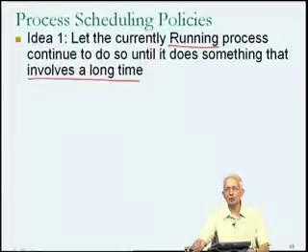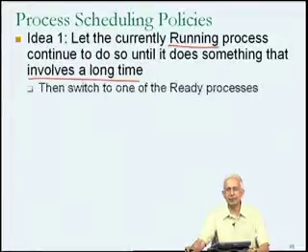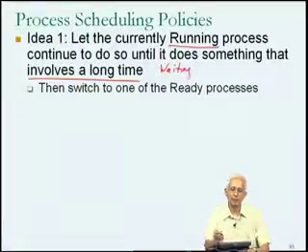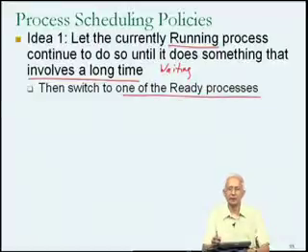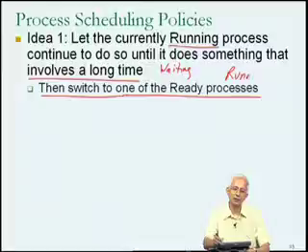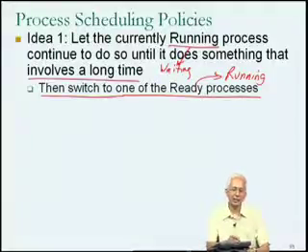Now any process scheduling policy which uses this idea, when the long event does happen, would switch the currently running process into the state waiting, as we saw, and would switch to one of the ready processes. In other words, among all the processes which are ready to run on the processor, it would pick one of them and make that into the running process. So the old running process would become the waiting process, and one of the ready processes would become the new running process in the event of the long wait time.